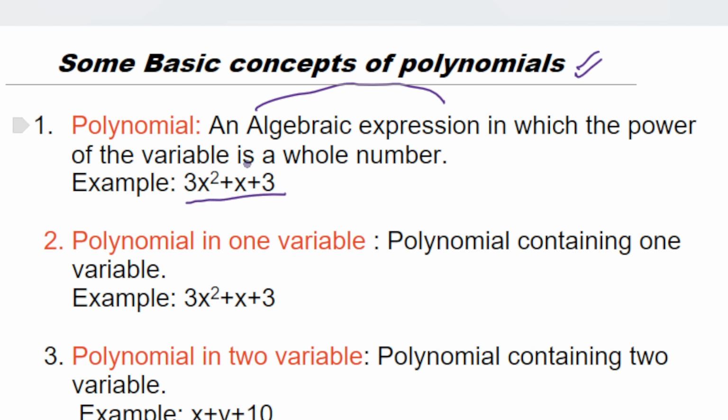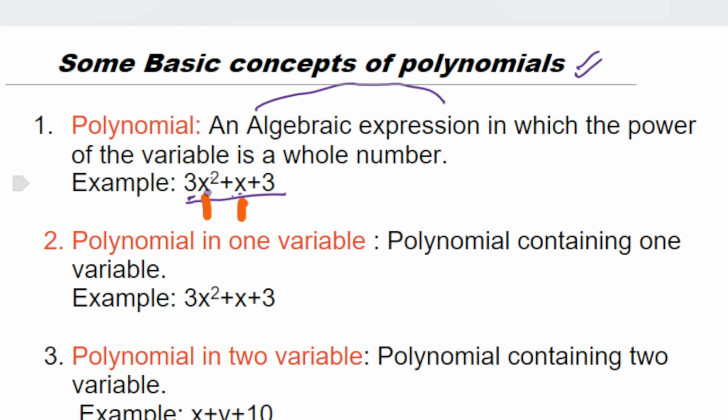It contains some terms. This is one term, this is another term having some variable. So in this algebraic expression, this x, this x, these are my variables. x, y, z, t, all these are called variables in an algebraic expression. Here x is my variable.